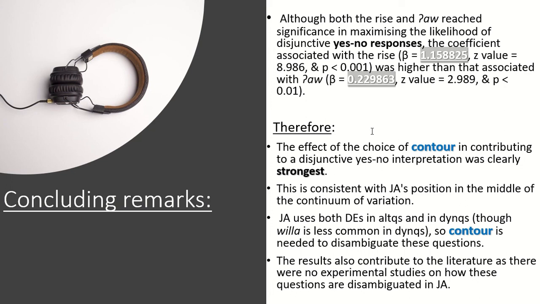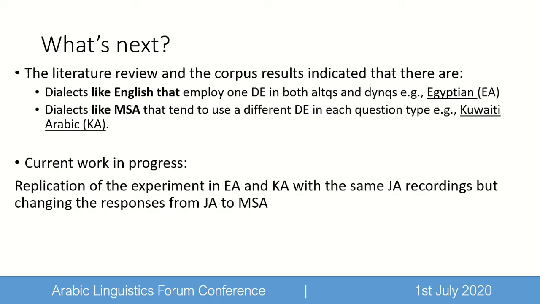And this is consistent with the position of Jordanian Arabic in the middle of the continuum of variation, as we said. Jordanian Arabic uses both DEs in alternative questions and disjunctive yes/no questions as well, though Willa is less common in disjunctive yes/no questions, so contour is needed also to disambiguate these questions. The results also contribute to the literature, as there were no experimental studies on how these questions are disambiguated in Jordanian Arabic and also in Arabic in general.